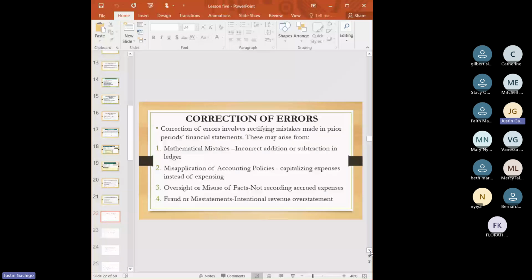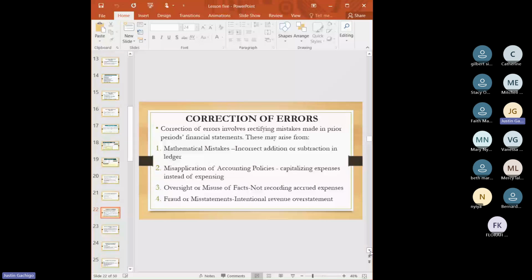Then we have the correction of errors. So there are four main causes of error. One, we normally call it a mathematical mistake. This is incorrect addition or subtraction in the ledger. For example, you can say 1 plus 5 is equal to 6. Someone else can say 1 plus 5 is equal to 7. That is incorrect.